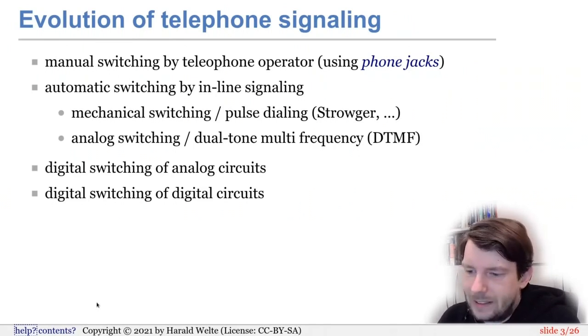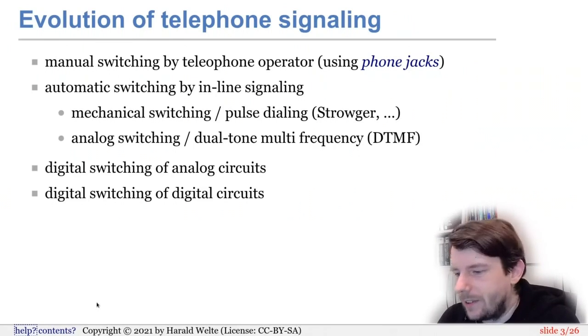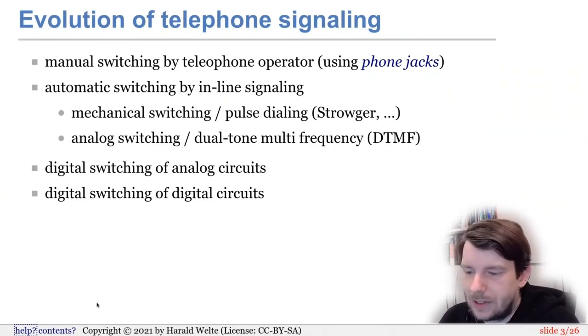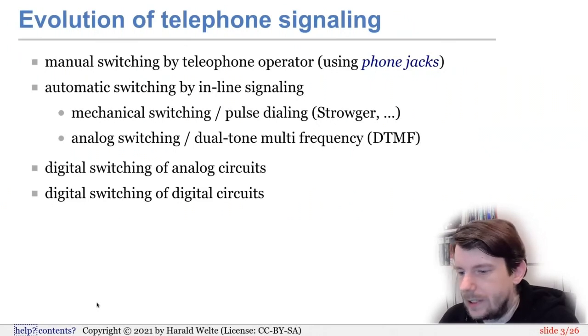Then later on, digital switching of analog circuits was introduced. So the lines were still analog, but with some digital switching technology, control technology. And last but not least, digital switching of digital circuits, before VoIP came and destroyed everything.